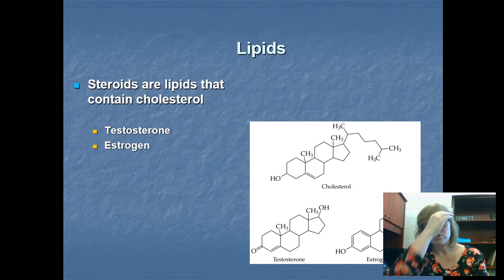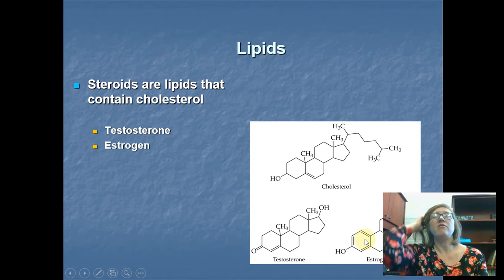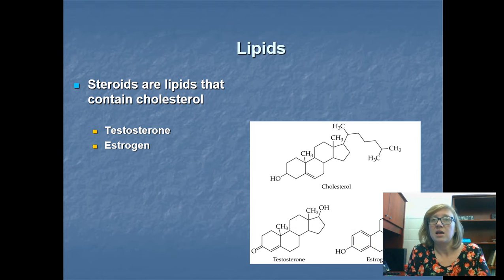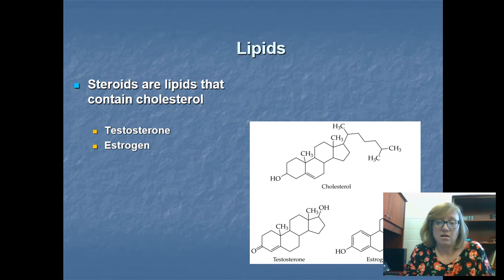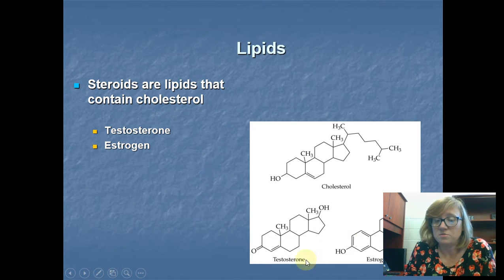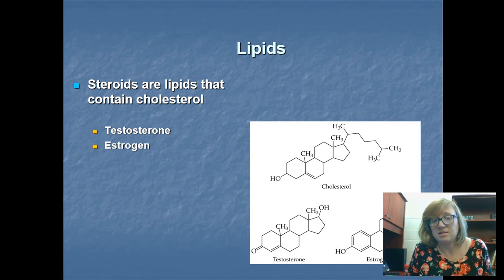So lipids can also be steroids. And steroids are lipids that contain cholesterol. And I know my head's in the way here, I'm sorry. But if you change the structure of cholesterol slightly, it can form this hormone, testosterone. And if testosterone is changed slightly, it forms estrogen. You might have heard of these before. They're hormones that produce different effects in the body. Males and females produce both of these. Males just produce more testosterone generally than females. So those are common steroid hormones.